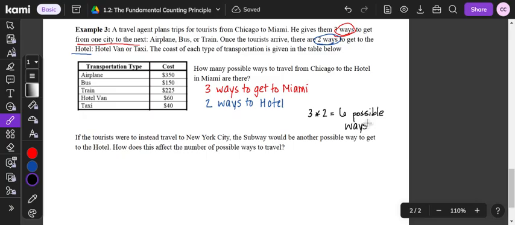Okay, and then last it says if the tourists were to instead travel to New York City, the subway would be another possible way to get to the hotel. How does this affect the number of possible ways to travel? Okay, so we're still offering airplane, bus, and train. All right, so there are still 3 ways to get to New York.